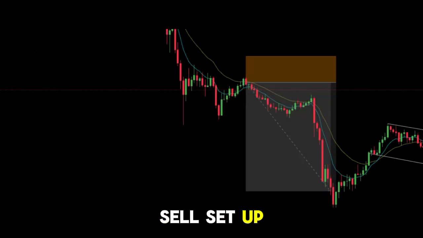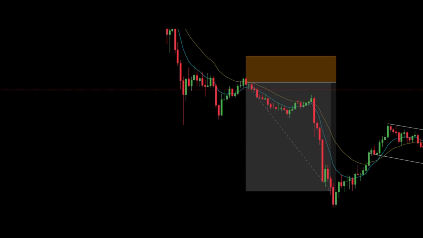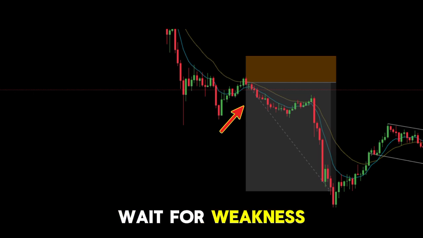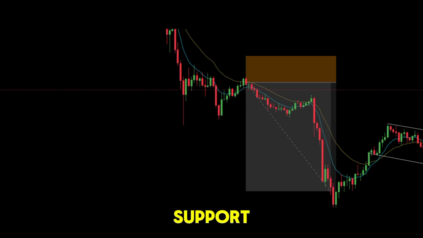And for a sell setup, EMA crosses downward. Price stays below EMA, then price pulls back up. You wait for weakness, then enter the sell. Stop loss above the high and take profit at support.